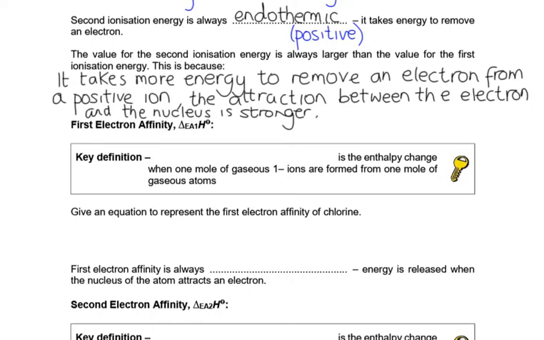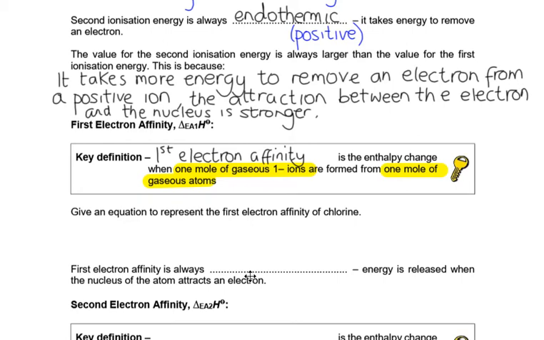So we've got first electron affinity. And what's the 1 mole about? Remember, that's the key thing to try to get into your head. You have to change when 1 mole of 1 minus ions are formed, so they're going to be on the right, from 1 mole of gaseous atoms. So rather than ionization energy, which was removing the electrons, we're now adding the electrons to make negative ions.